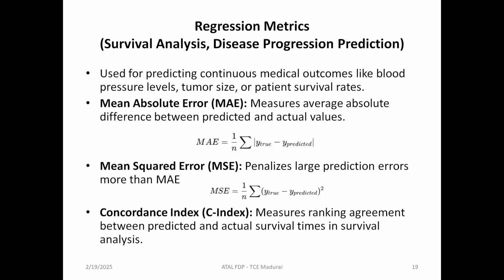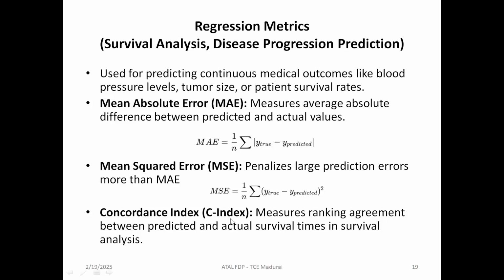Then we have some other metrics for temporal data, like the regression metrics, particularly for survival analysis and disease progression prediction. So these are like mean absolute error. It measures the average absolute difference between the predicted and the actual values. And mean square error, it penalizes the large prediction errors more than MAE.